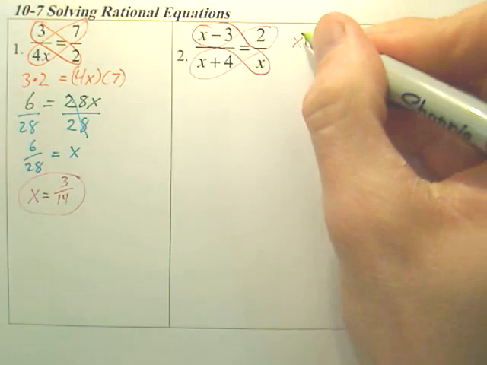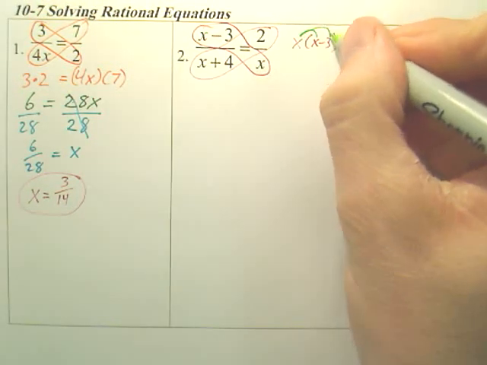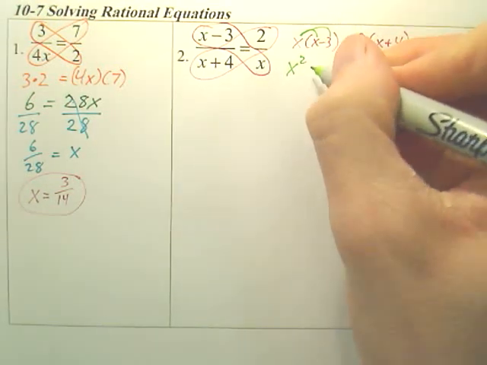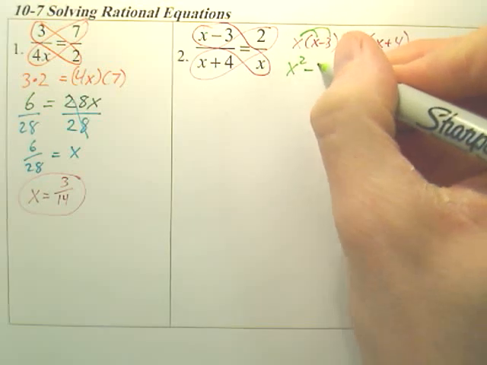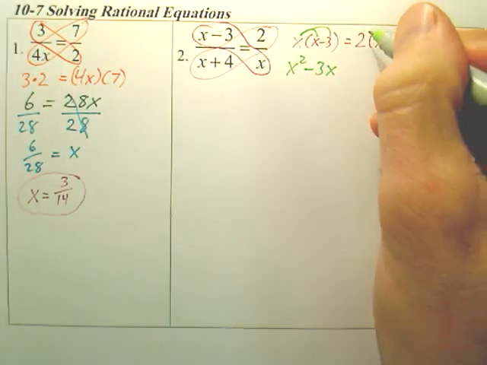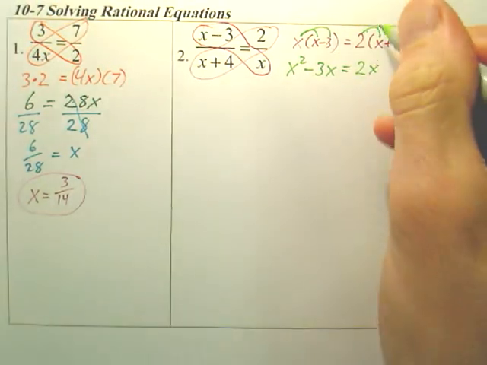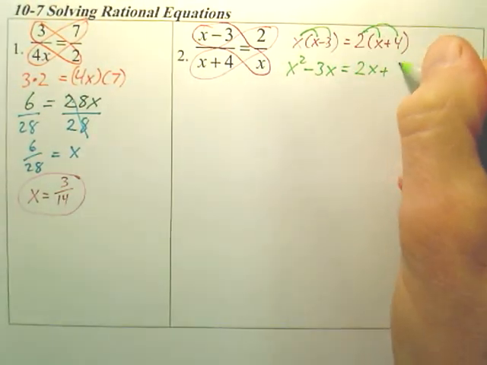And we solve this. First of all, on this side, we have to distribute. So x times x is x squared. X times negative 3 is negative 3x. Over here we distribute as well. 2 times x is 2x. 2 times 4 is 8.